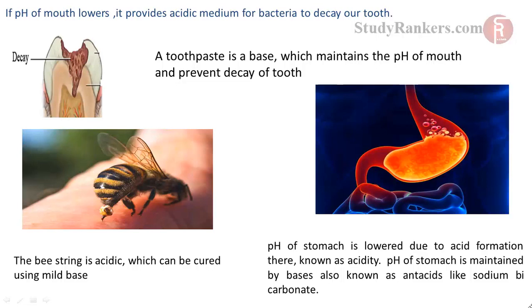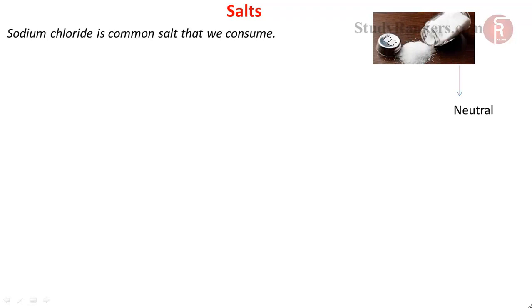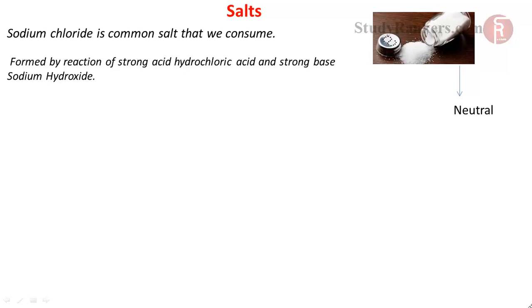Now, we have discussed enough of acid and bases. Coming to salt. Salts, as we know, are formed by the reaction of acid and base. Sodium chloride is a common salt that we consume. It is formed by the reaction of a strong acid, hydrochloric acid, and a strong base, sodium hydroxide. Such types of salt are known as neutral salt.